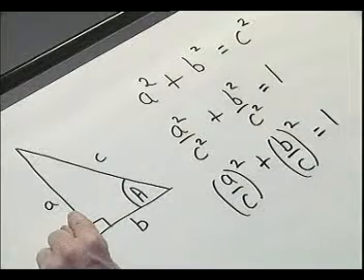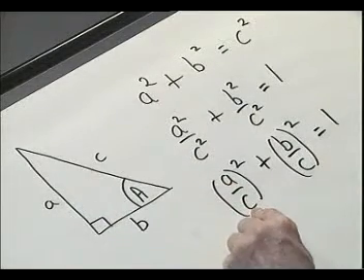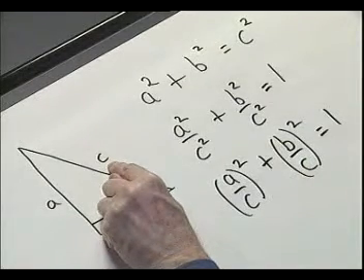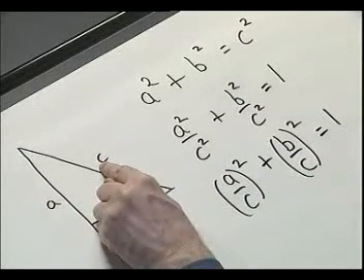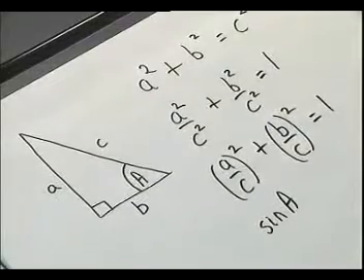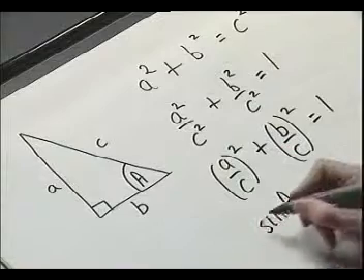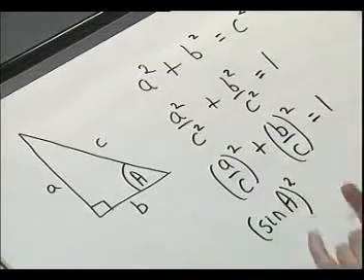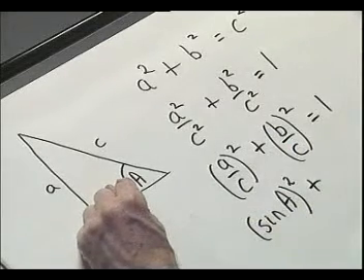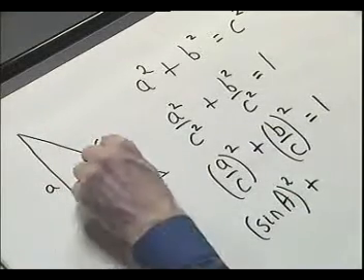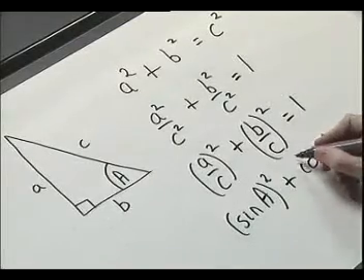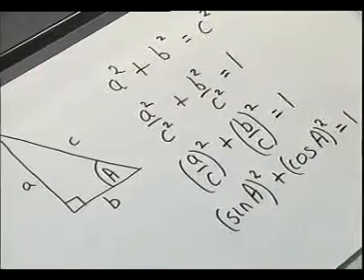Let's go back to this triangle again. What does A over C represent? Well, A over C is the side opposite to the angle A divided by the hypotenuse. And so opposite divided by hypotenuse is sine. So this A over C is sine of the angle A, and we have to square it. Now, we could write it like that, sine A squared, and for the moment I will, plus, and let's have a look at B over C. Well, B is the adjacent side to the angle A, and C is the hypotenuse. So B over C is adjacent over hypotenuse, and that's cosine. So we can replace B over C by cos A, and we need to square it. And that's still equal to 1.